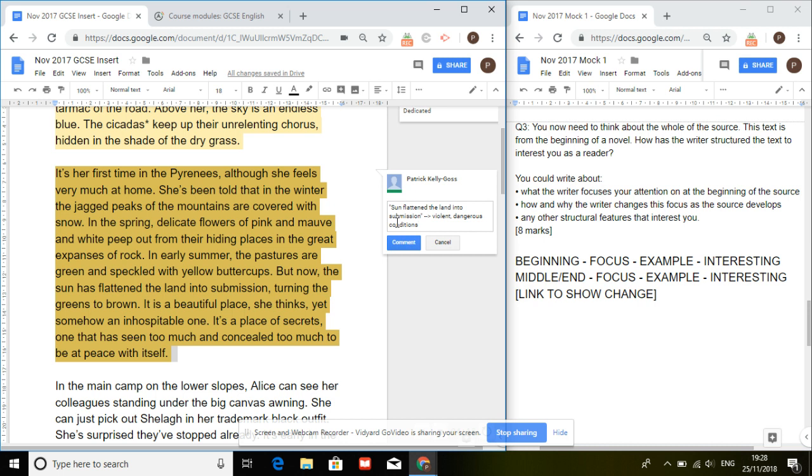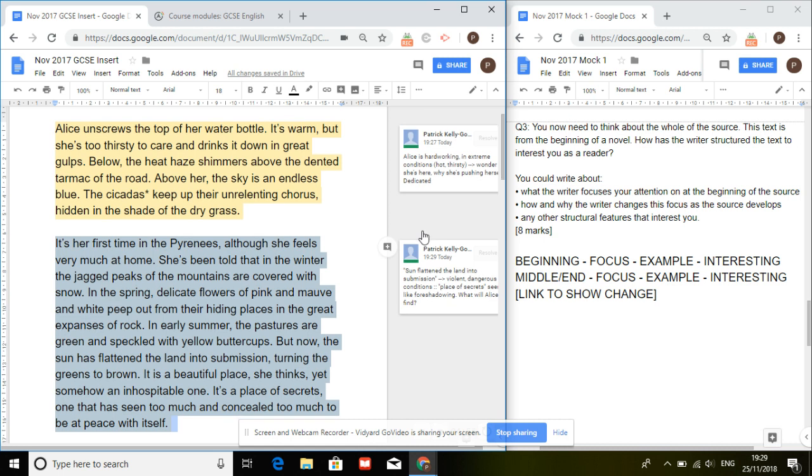And I also see this place of secrets, one that is seen too much and concealed too much. Now, I know from the introduction that Alice is on a dig to find out more about the past. And I think when we see this place of secrets, that feels to me like it might be foreshadowing, might be hinting that in the future Alice is going to find secrets. That's all of my thoughts for the beginning of this.